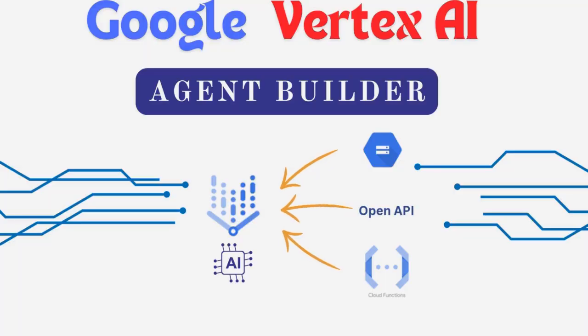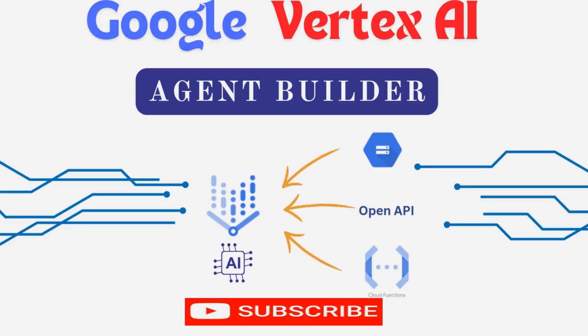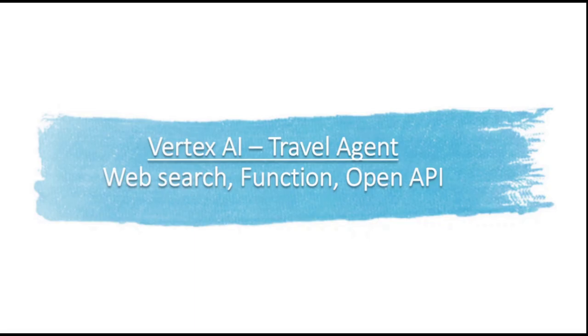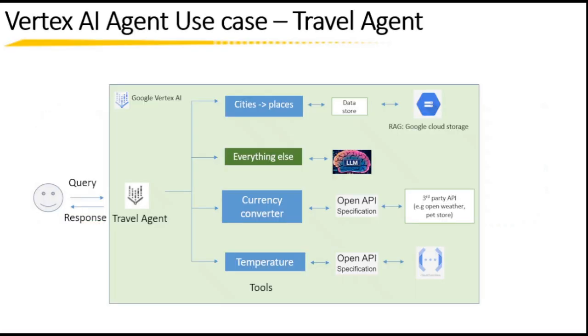Let's understand Vertex AI Agent Builder. We are going to build one travel agent and then understand different tool technologies: web search, function, and OpenAPI.